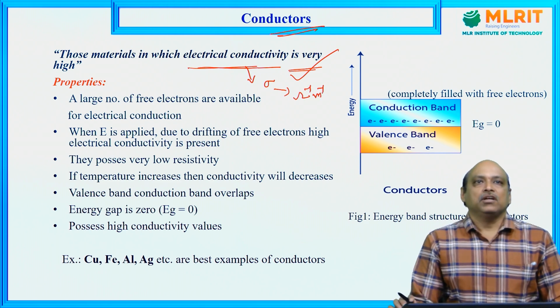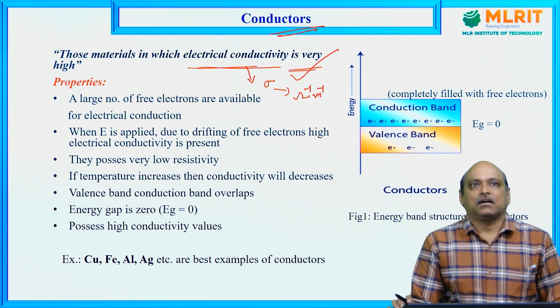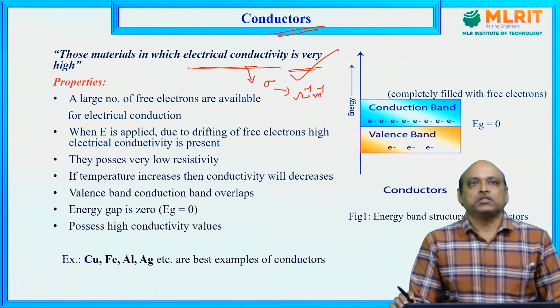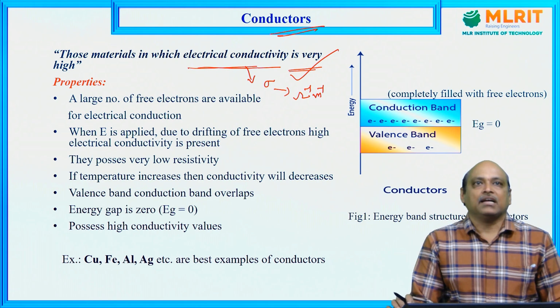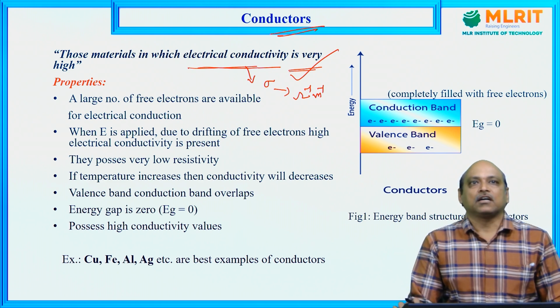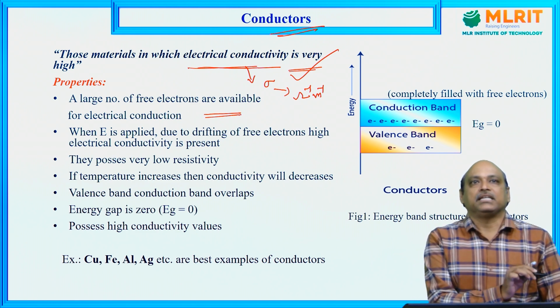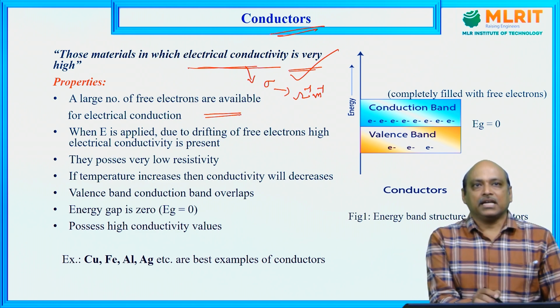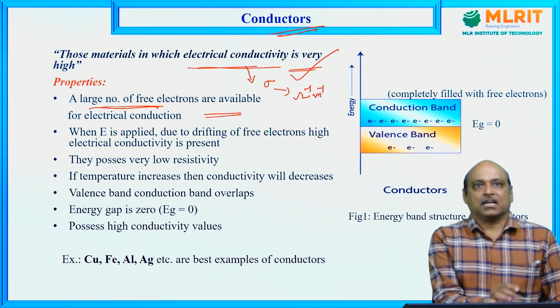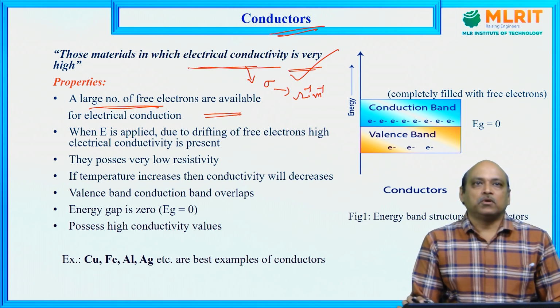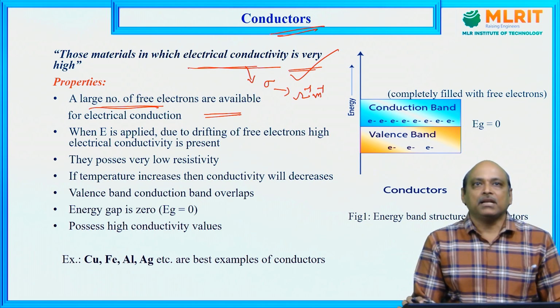Now if you look into the properties of conductors, the first property is that electrical conductivity is very high in these materials because a large number of free electrons are available for electrical conduction. A very important point here is a large number of free electrons. Already we know that if more free electrons are available, then more electrical conductivity can be expected.